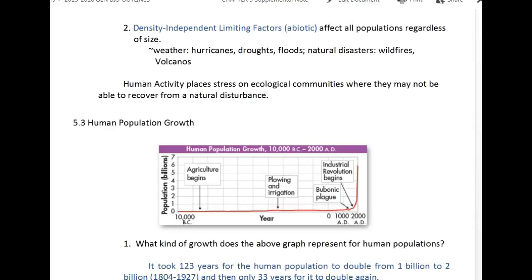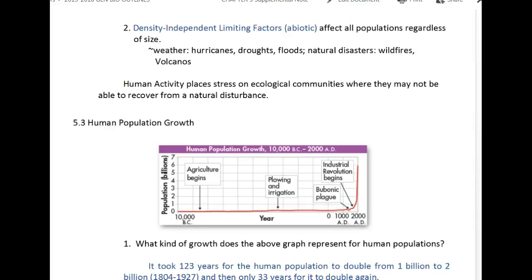We also consider natural disasters like wildfires, volcanoes, and earthquakes, keeping in mind that human activity, like building on the land, plowing under the prairies, and cutting down rainforest, has already stressed ecological communities. So they might not be able to recover as easily from a natural disturbance. We call these density-independent limiting factors because they're independent of the number of organisms that live there. It's just going to happen.